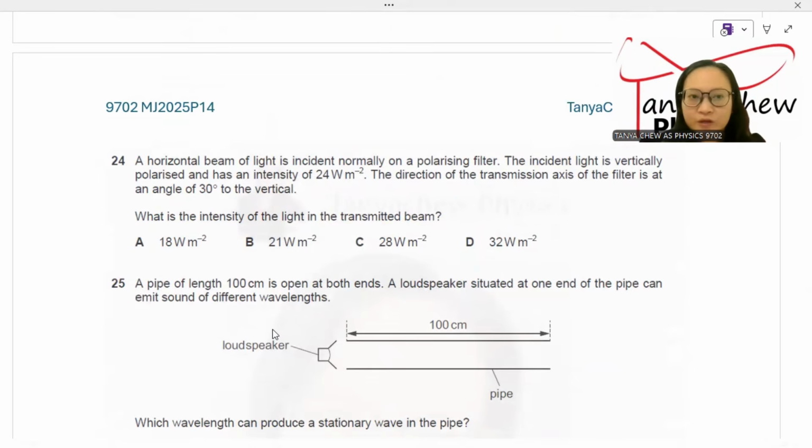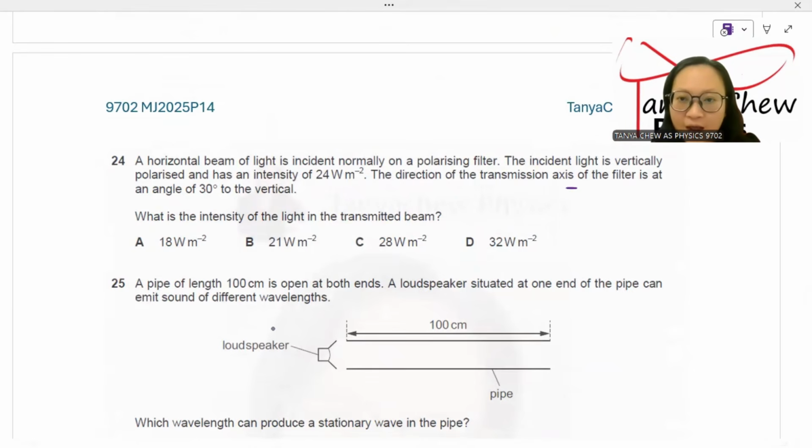Number 24, a horizontal beam of light is incident normally on a polarizing filter. Incident light is vertically polarized and has an intensity of 24 watt per meter square. The direction of the transmission axis of the filter is at an angle of 30 degrees to the vertical. What is the intensity of the light in the transmitted beam?